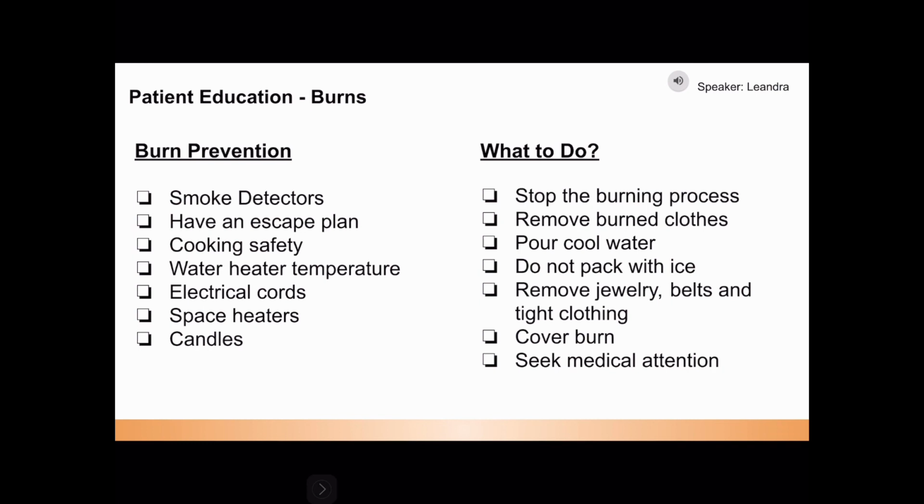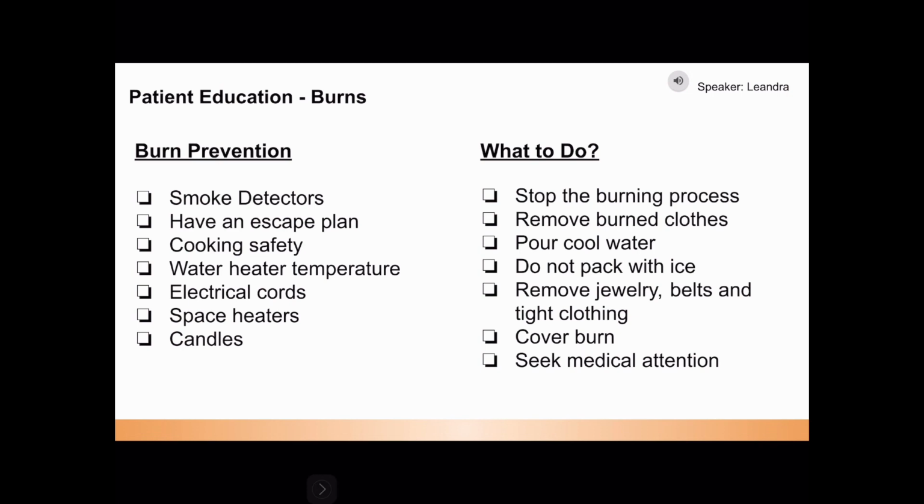Stop, drop, and roll. You want to make sure you stop the burning process. Be sure to remove all burned clothing to prevent a deeper injury from occurring. You should pour cool water over the burned area for 3 to 5 minutes. Do not pack the burned area with ice and be sure to remove all jewelry, belts, and tight clothing because burned areas will swell. Cover burns with a clean, dry bandage or sheet and seek medical attention immediately.